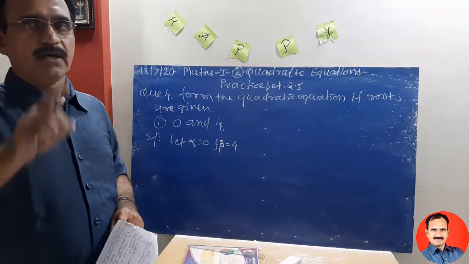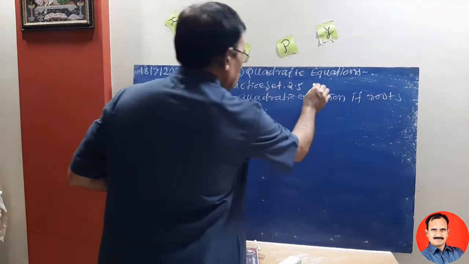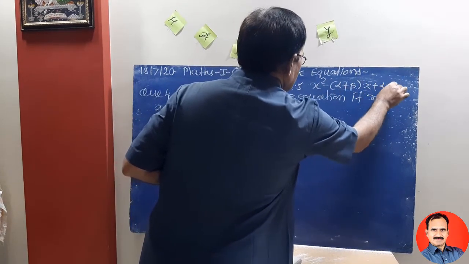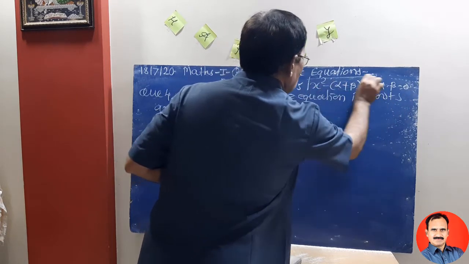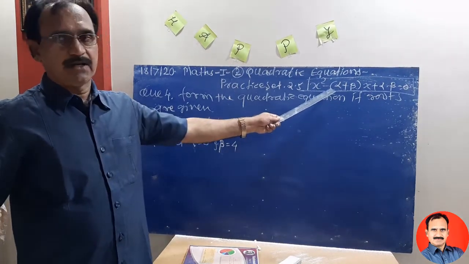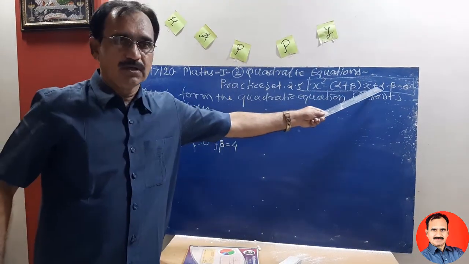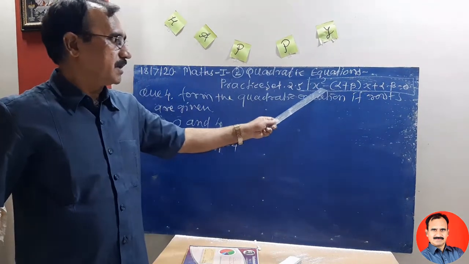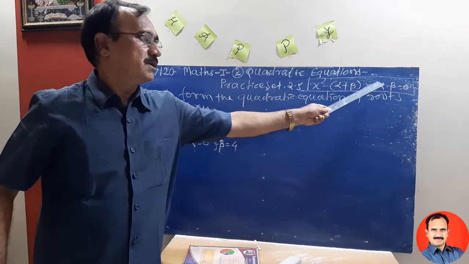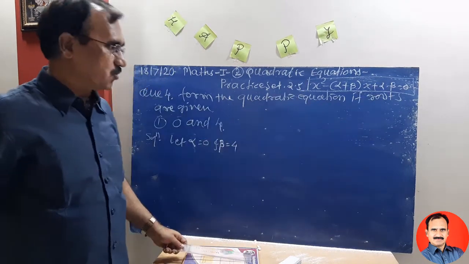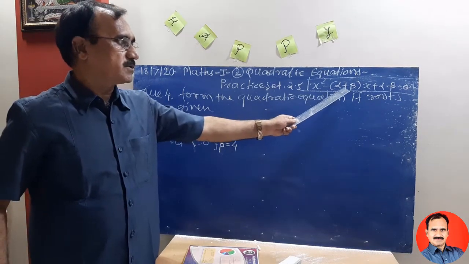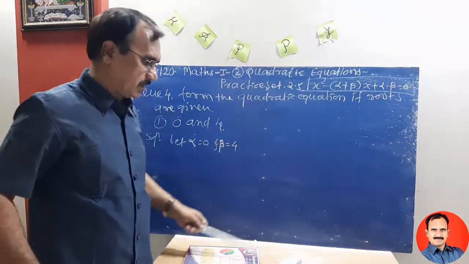Yes, very good. X square minus alpha plus beta into x plus alpha into beta is equal to 0. We have seen this in previous period. If alpha and beta is known, then the required quadratic equation is x square minus in bracket alpha plus beta into x plus alpha into beta is equal to 0. Means from these given roots, we have to find first alpha plus beta and alpha into beta.